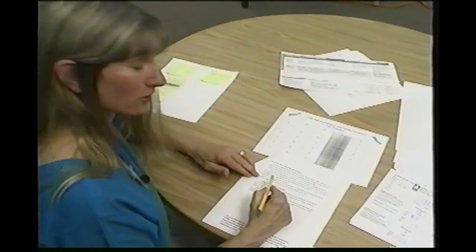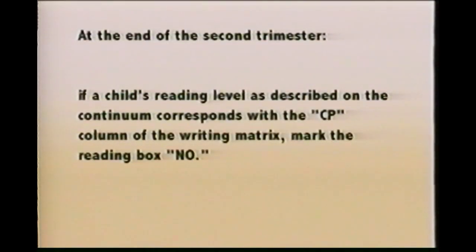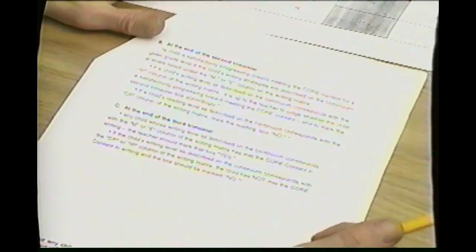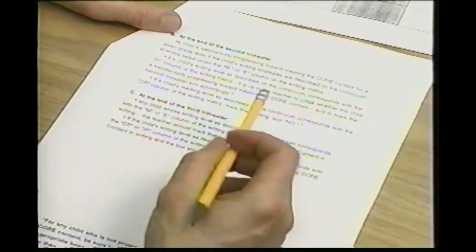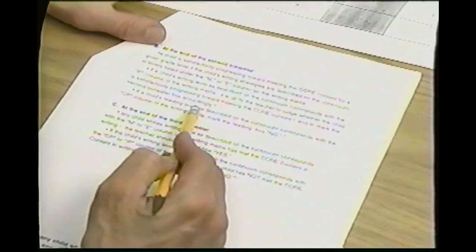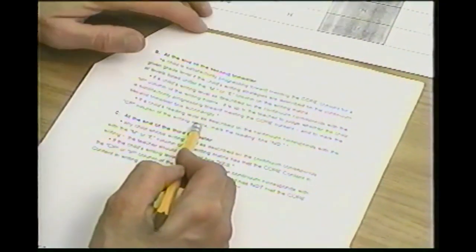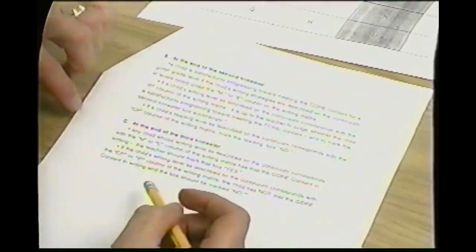Finally, at the end of the second trimester, if a child's writing level, as described on the continuum, corresponds with the CP column of the writing matrix, mark the writing box no. So it's up to you to decide for this area, but if this child is in the CP column, then you have to mark no.